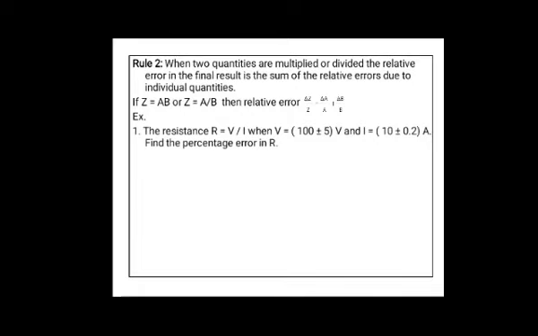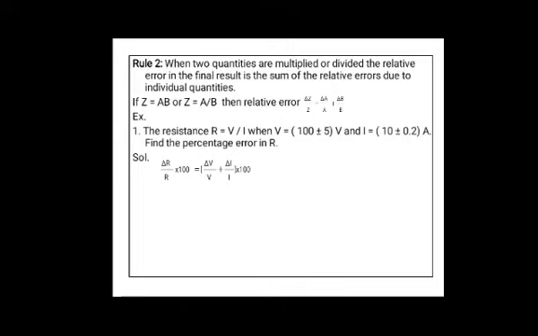For this, let us take one example. The resistance R is equal to V divided by I. When V is equal to 100 plus or minus 5 volt and I is equal to 10 plus or minus 0.2 ampere. Find the percentage error in R. So how to solve this one? First we have to write according to the rule number 2.